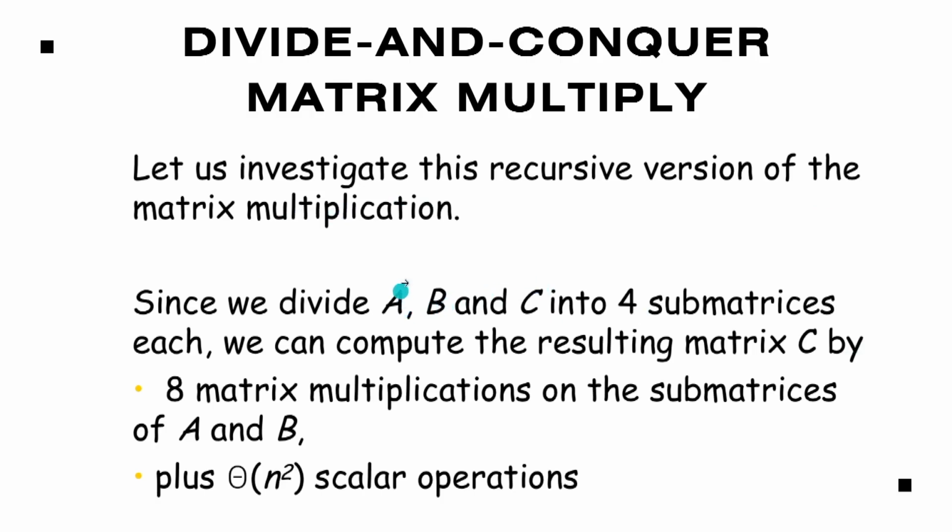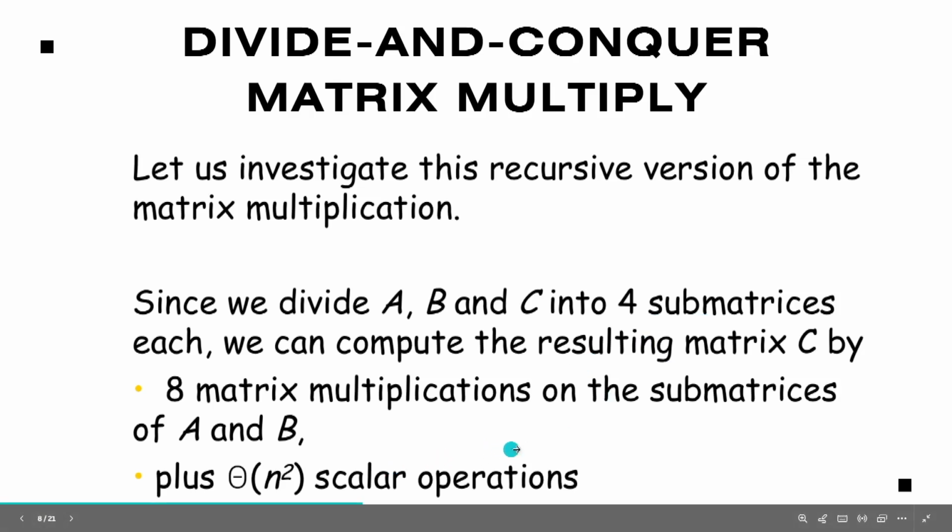Now let us investigate this recursive version of the matrix multiplication, where we divide the original matrix into 4 submatrices. Each of those submatrices will be used for computing the resultant matrix, which is C in our case. As we know, this 2 by 2 matrix may involve 8 matrix multiplications involving 4 submatrices of A and 4 submatrices of B. Not only that, we may have to do some addition and subtraction here, which we call scalar operations, and we believe that those scalar operations take a time of order n square.